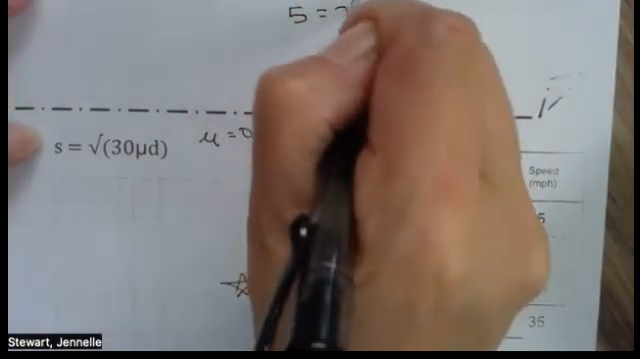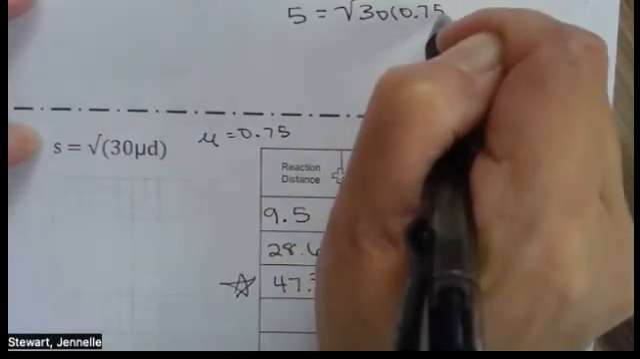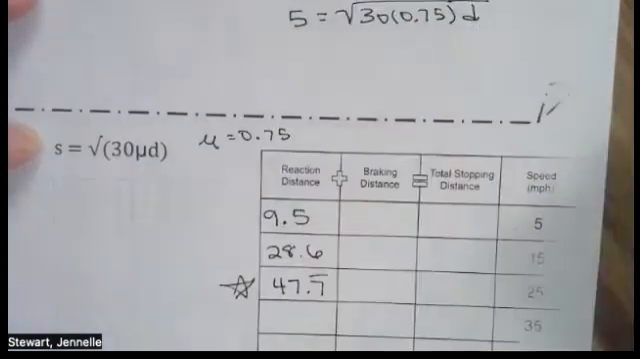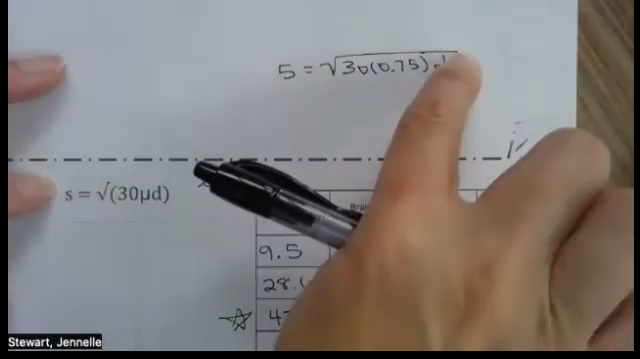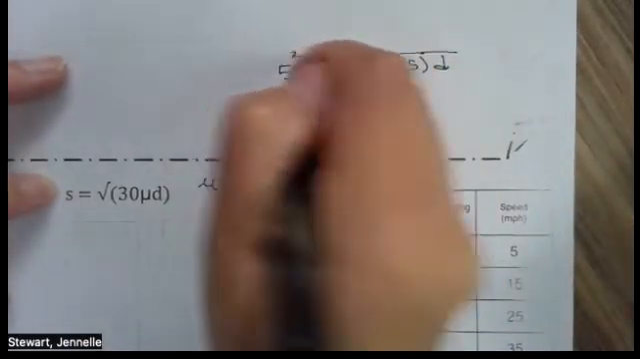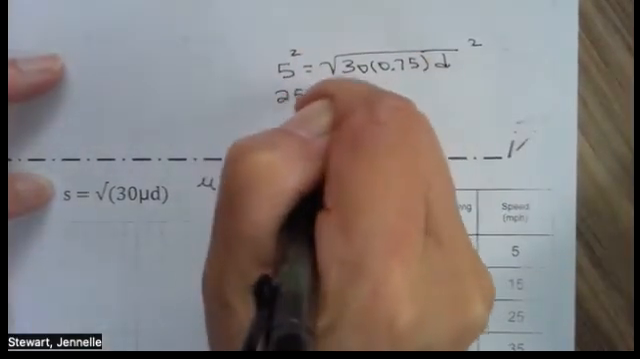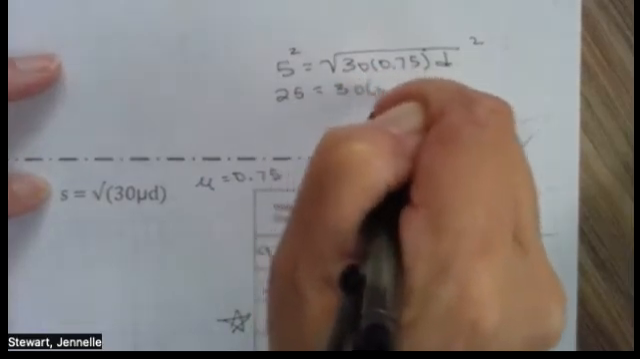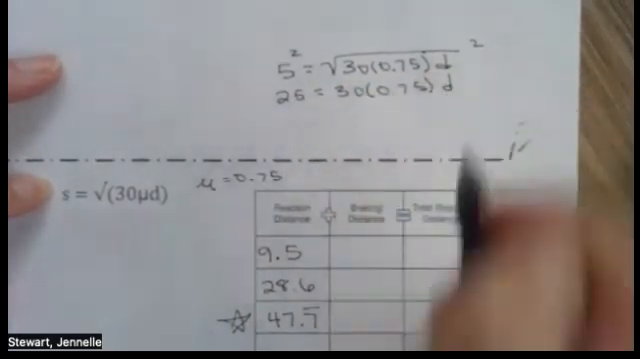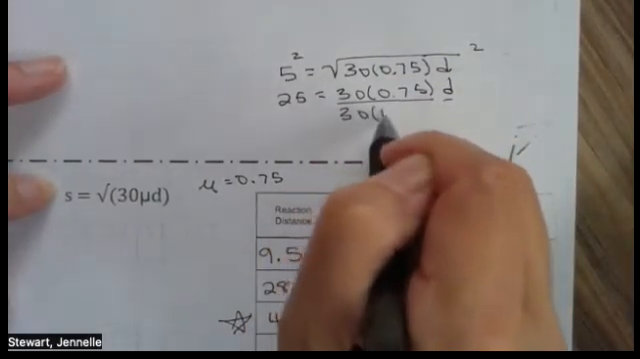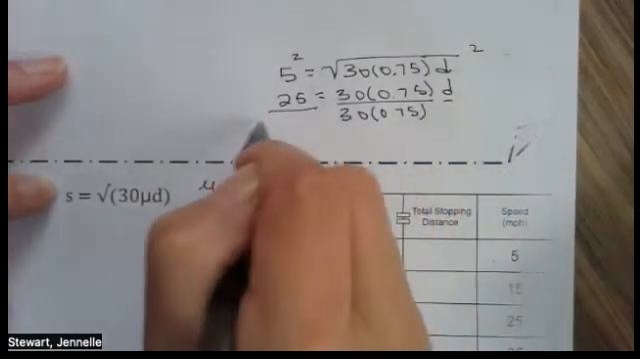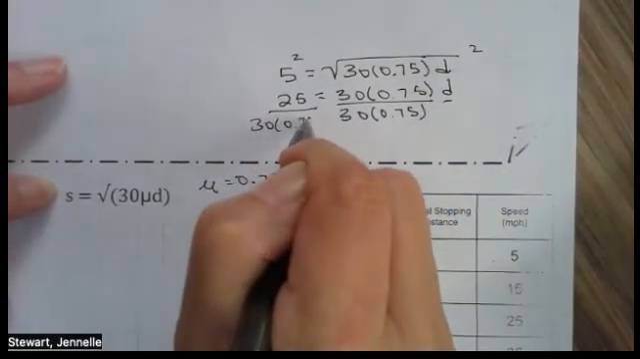Okay, so I'll just show my work up here because I have some space. My speed is 5. 5 equals the square root of 30 times 0.75 times my distance. So this is my work only for 5 miles per hour. How do I get rid of that square root sign? Square both sides. So now it's 25 equals 30 times 0.75 times d. I want to get d by itself. So divide both sides by 30 times 0.75.